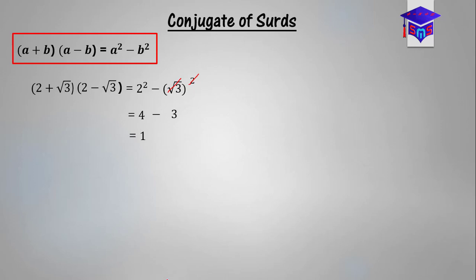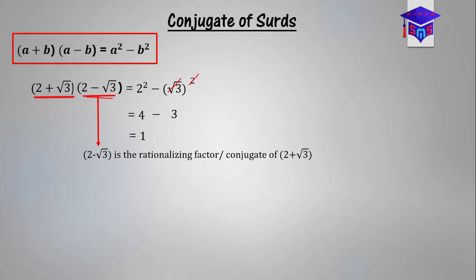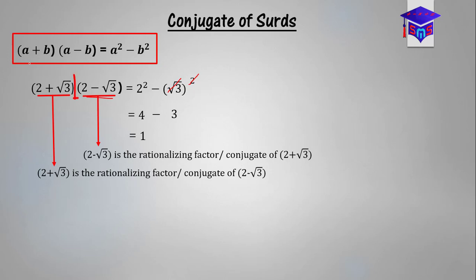1, which is a rational number. So you realize that we have multiplied 2 plus root 3 by what? 2 minus root 3 to get what? 1, which is a rational number. Therefore, we say that 2 minus root 3 is the rationalizing factor or the conjugate of what? 2 plus root 3. Likewise, we can also say that 2 plus root 3 is also the rationalizing factor or the conjugate of what? 2 minus root 3.